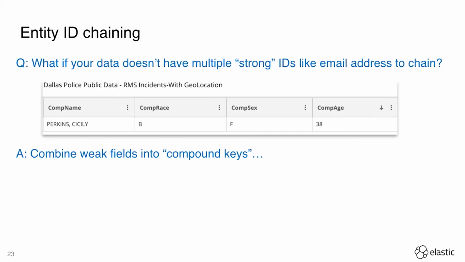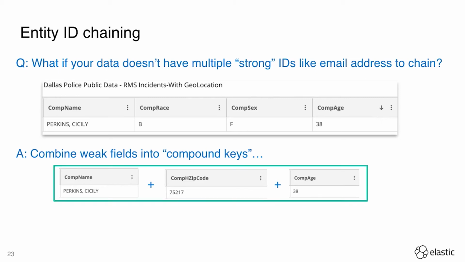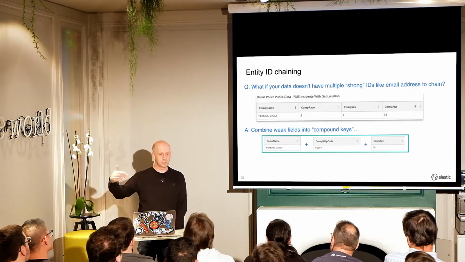Well, you can make strong IDs out of weak components if you glue them together. If you combine weak IDs into what we call compound keys, you can make a combination of a name, a zip code, and an age, in this case, glue them together and make a single key. And that's one key that can help you find things like we did with Spencer and his email addresses.